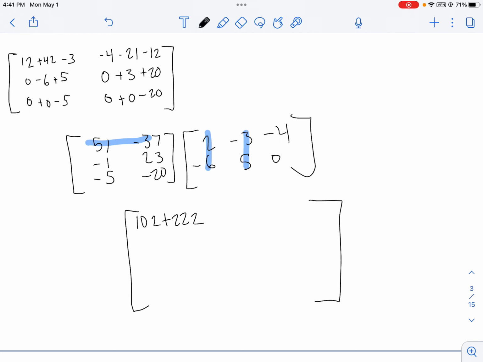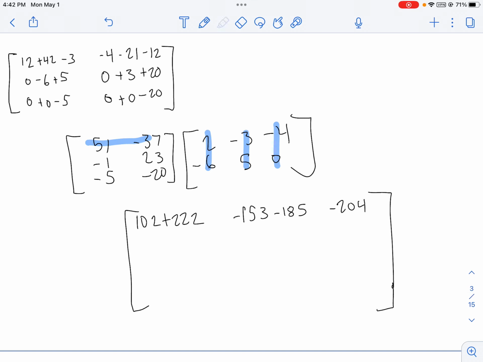Then we have 51 times negative 3, which gives negative 153. And then negative 37 times 5, which is negative 185. Then we go to the next column. Negative 4 times 51 is negative 204, and then times 0 just gives us negative 204. Then we keep going down the list.